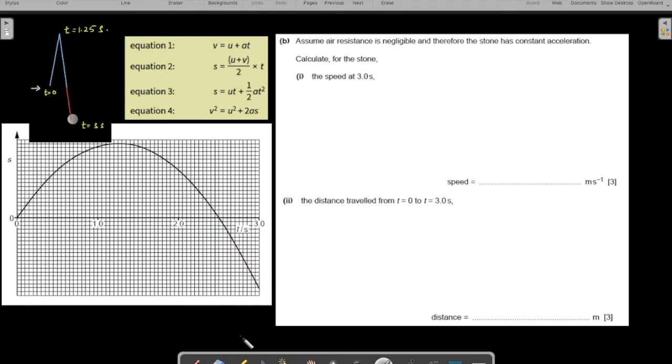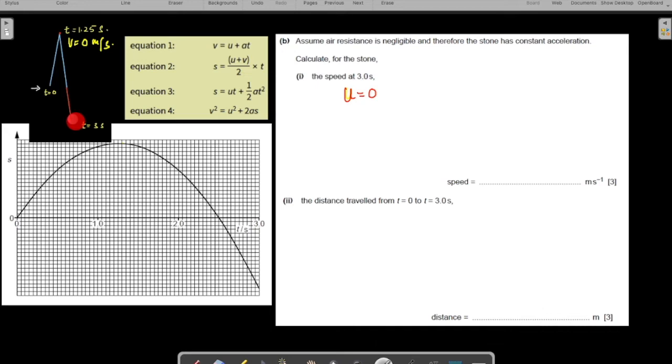Alright. So what is the initial velocity at this point? Initial velocity is 0. Why? Because when you are at the topmost point, the velocity is 0 meters per second. And what is the time taken?